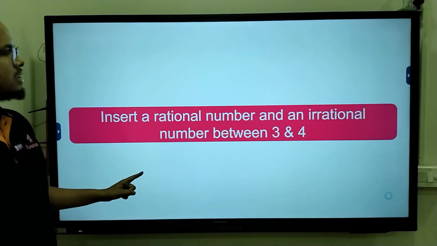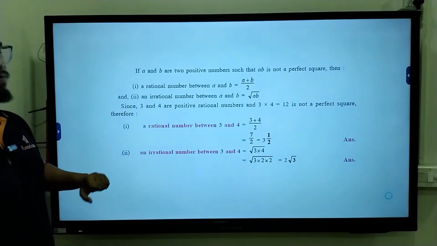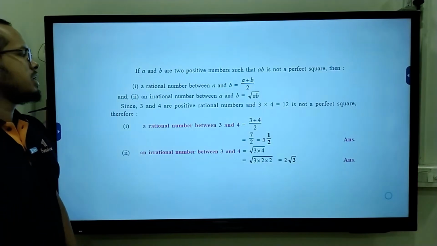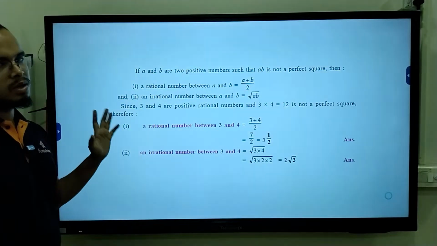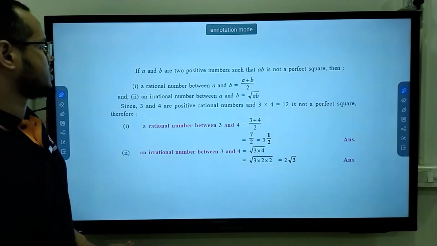Next, insert a rational number and an irrational number between 3 and 4. Now let's see. If a and b are two positive numbers such that ab is not a perfect square, a rational number between a and b is (a plus b) by 2. That average thing, how to insert that rational number, we all know. Even if we do not know, let me give you an example.